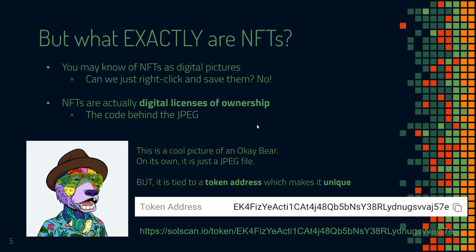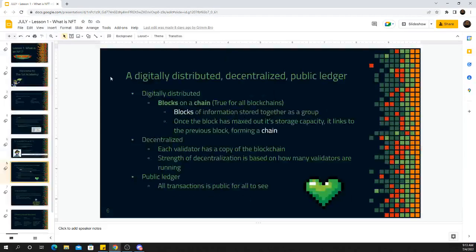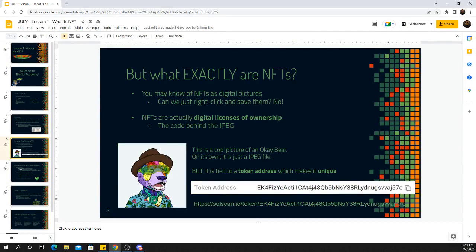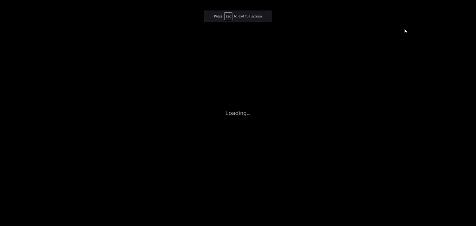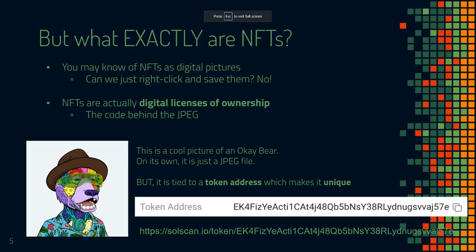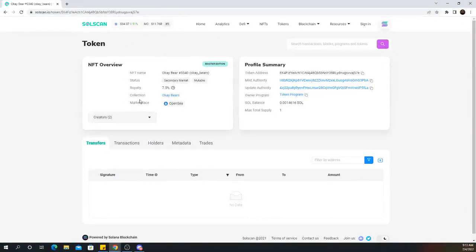Anyway, so if we're talking about the token address, if we take a look here, I'm going to copy this link in. We'll explore what's going on here with this OK Bear. If we take a look here, you'll notice a few things. The OK Bear itself, the image isn't popping up, I think it's loading right now. But this token address here, EK4FIZ, this is what's actually making it unique.